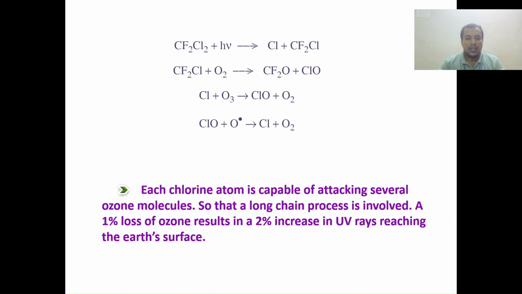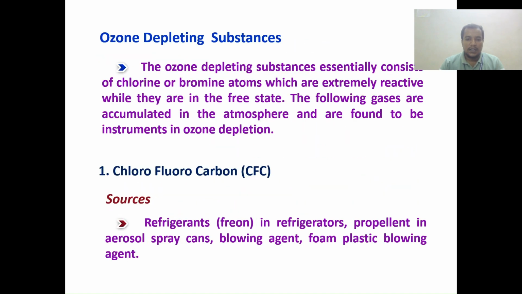And ozone depleting substances. The ozone depleting substances essentially consist of chlorine or bromine atoms, which are extremely reactive. They are in the free state. The following gases accumulate in the atmosphere and are found to be instrumental in ozone depletion. CFCs will affect the ozone layer.